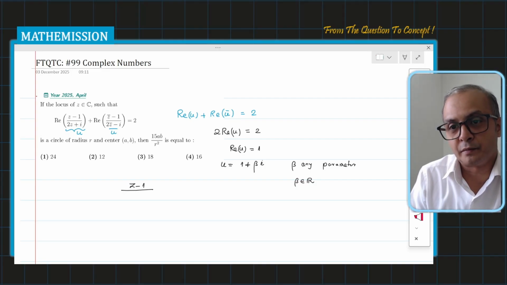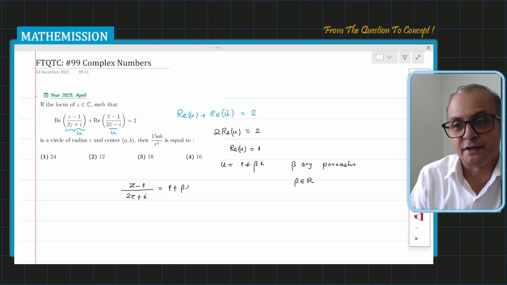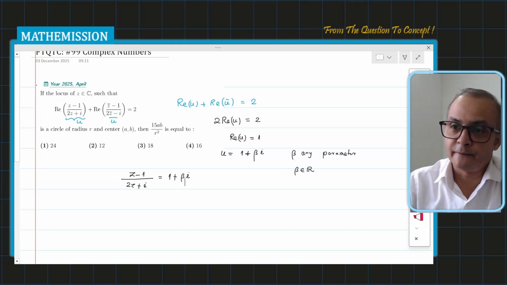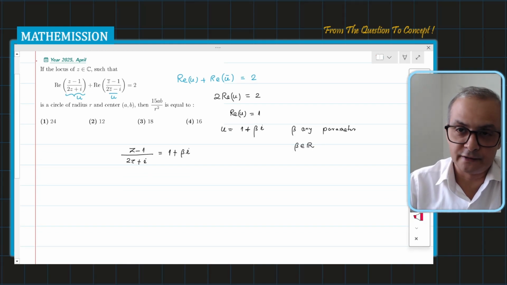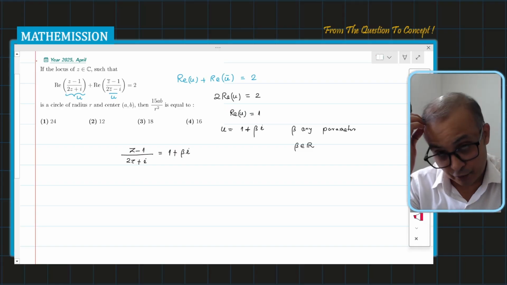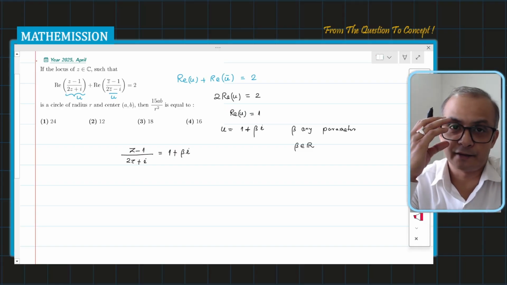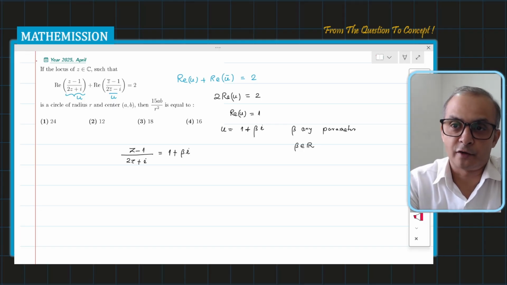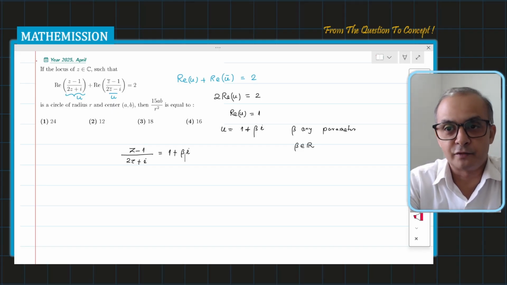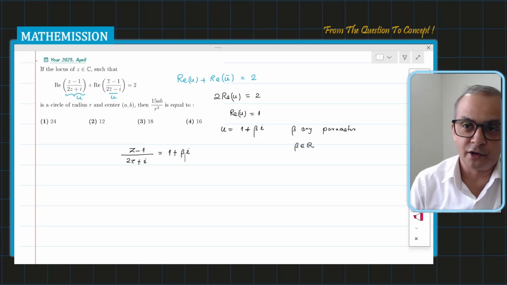So we get (z minus 1) by (2z plus iota) is equal to 1 plus beta i. And notice one thing, that we have to find the locus of z. So we need to find the real and imaginary parts of the complex number, the x and the y. Of course, beta will be involved there in deciding x and y. From there, we will eliminate beta and we get the locus.